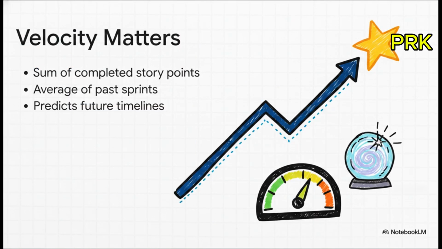1, it's the total sum of story points completed in a sprint. 2, it's calculated by averaging past sprints. And 3, it's totally vital for predicting capacity and future delivery timelines. This is exactly how you forecast predictability in a highly unpredictable environment.